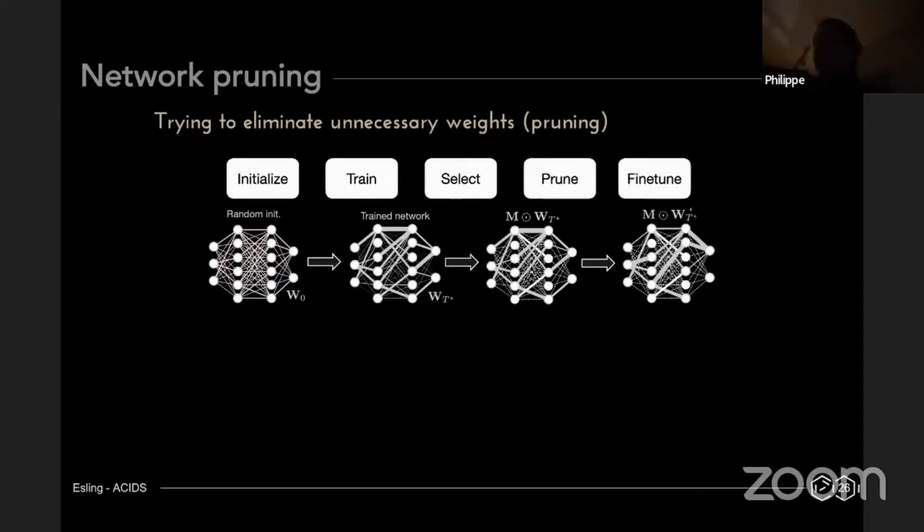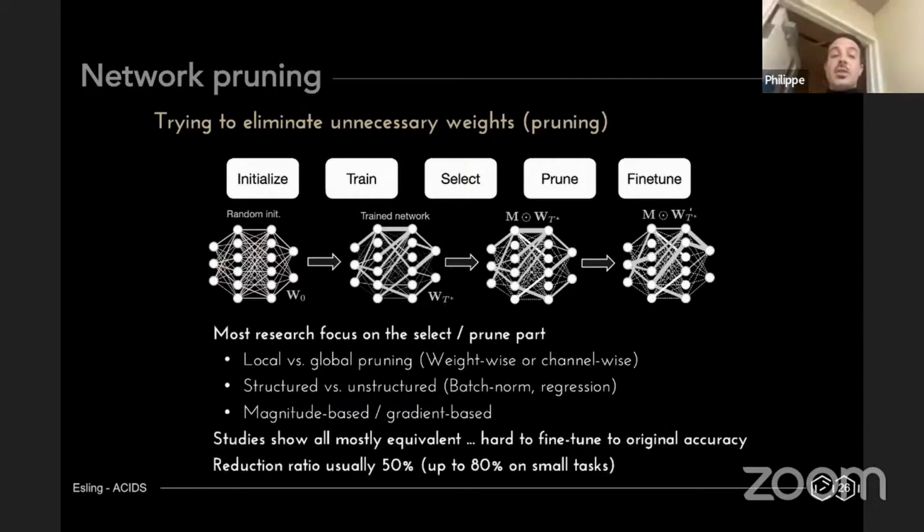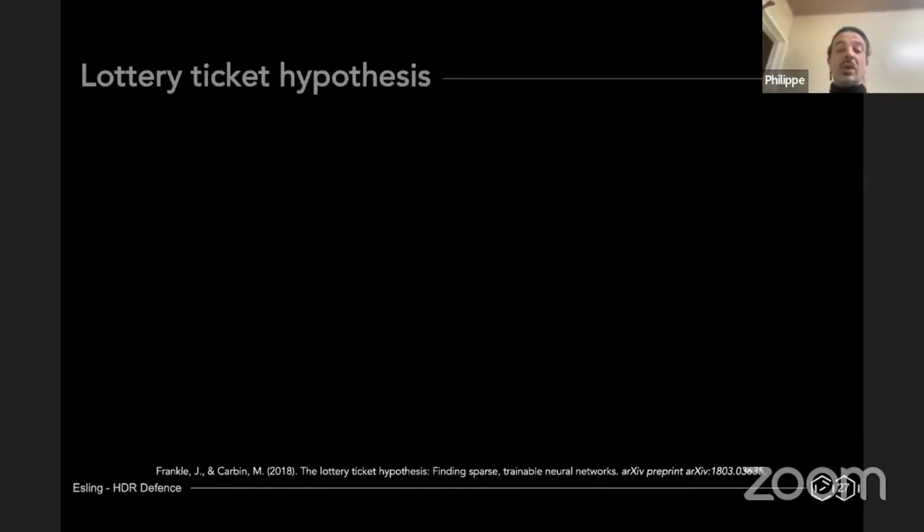So it's a very interesting approach, but at the same time, it means you lose accuracy. You can probably remove about half of the network, but not really much more.